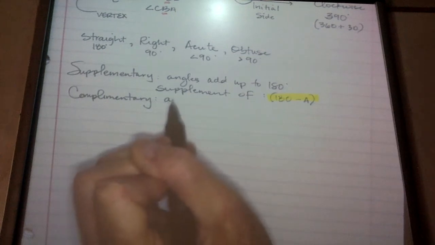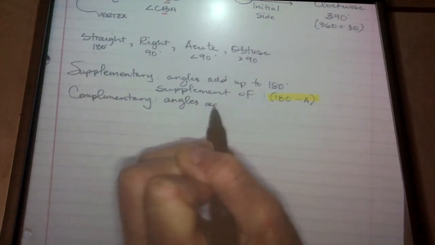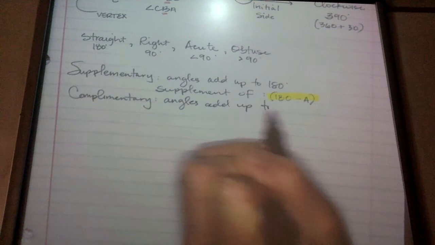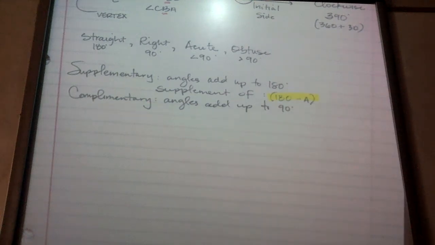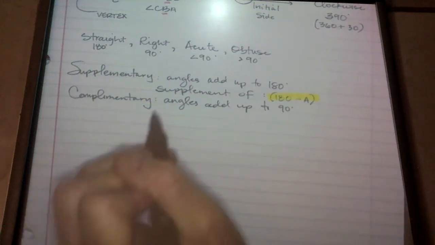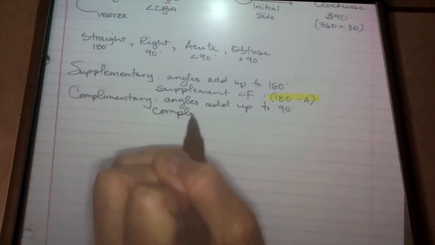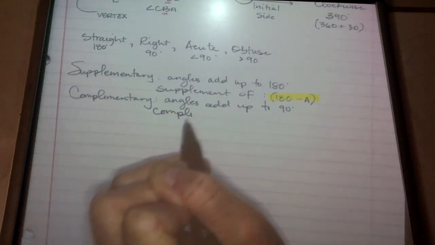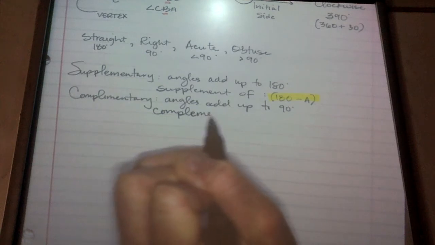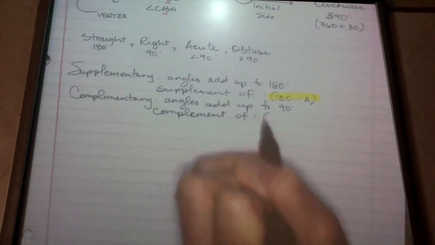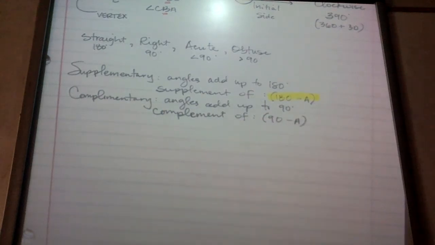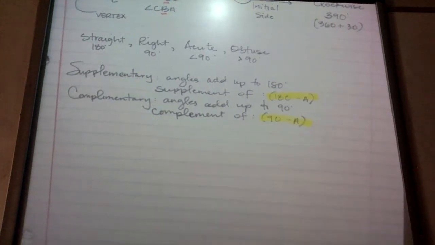Complementary, I'm sure you remember this, is angles that add up to 90 degrees. But I would write the complement, ooh, I feel like I'm spelling that wrong, complement of, written 90 minus A. So in the next several sections, you're going to see homework problems that are talking about you solving for an angle based on whether it's supplementary or complementary.